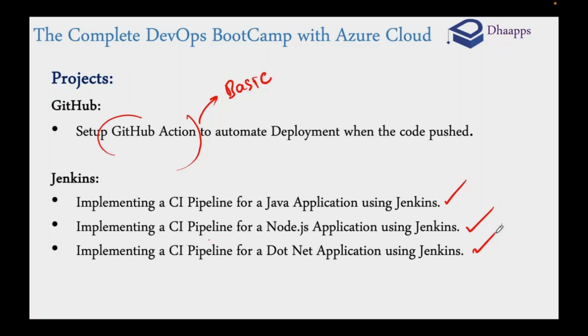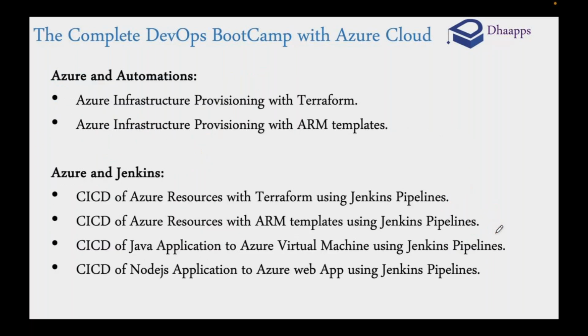Then we will go to Azure and automation skills. We will learn Azure, and there we are going to automate it. First we will automate using Terraform, which is the most used tool. Then we will use ARM templates. ARM templates are nothing but a JSON format, owned by Azure itself. We will learn this one as well.